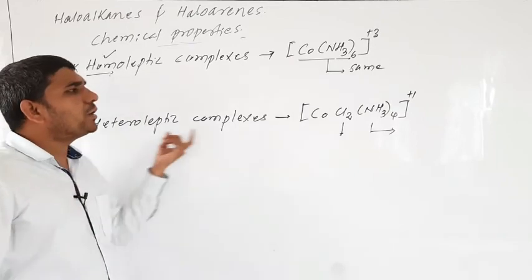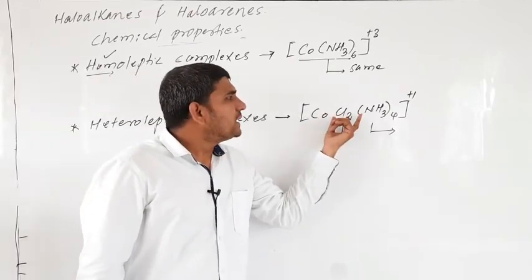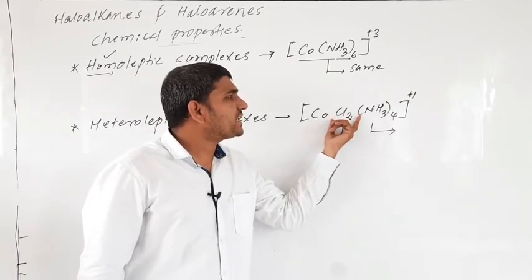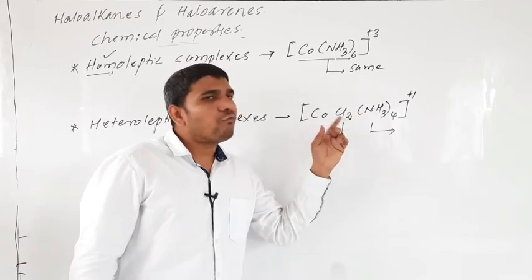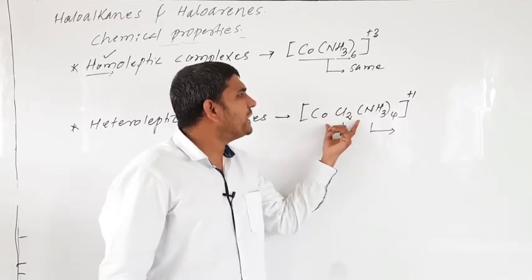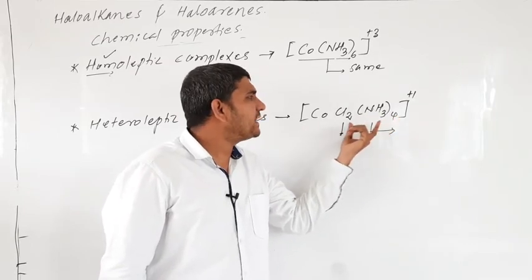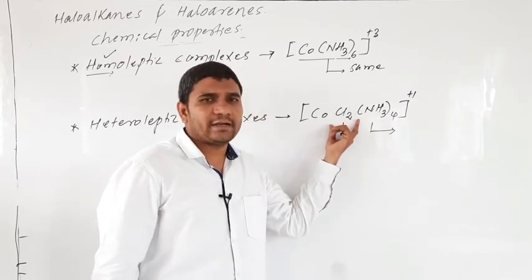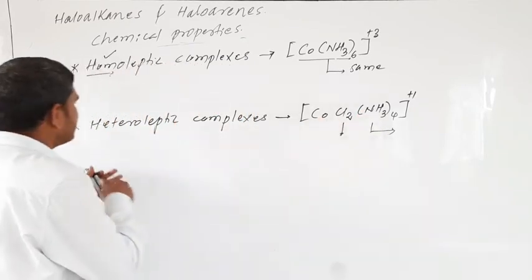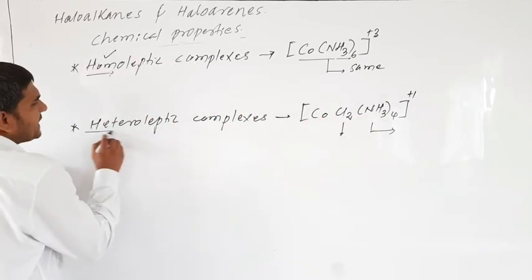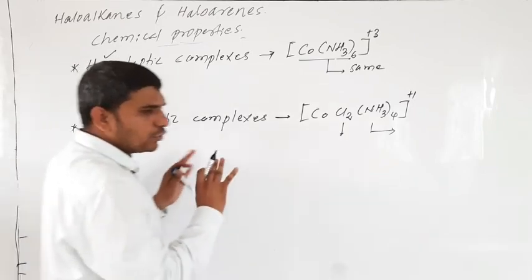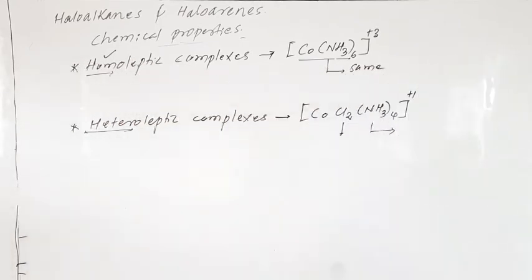What are heteroleptic complexes? The complexes which contain more than one kind of ligands. Over here, how many kinds of ligands are there? 2 kinds. One is an amine ligand, another one is a chloro ligand. 2 types of ligands are there. That's why this is known as what? Heteroleptic complex. Hetero means different. Okay, this is a terminology which is needed.